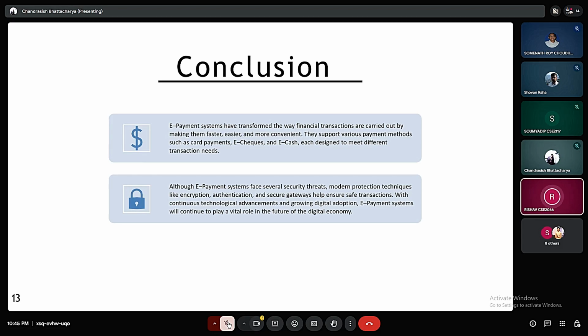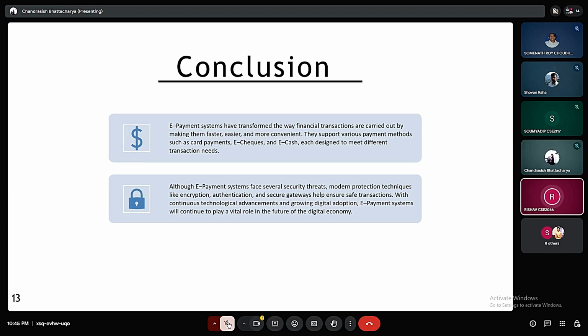To conclude our presentation, e-payment systems have truly transformed the financial landscape by making transactions faster, easier, and much more convenient for everyone. We have seen how they support various methods from card payments and e-checks to e-cash, each designed to meet specific transaction needs.